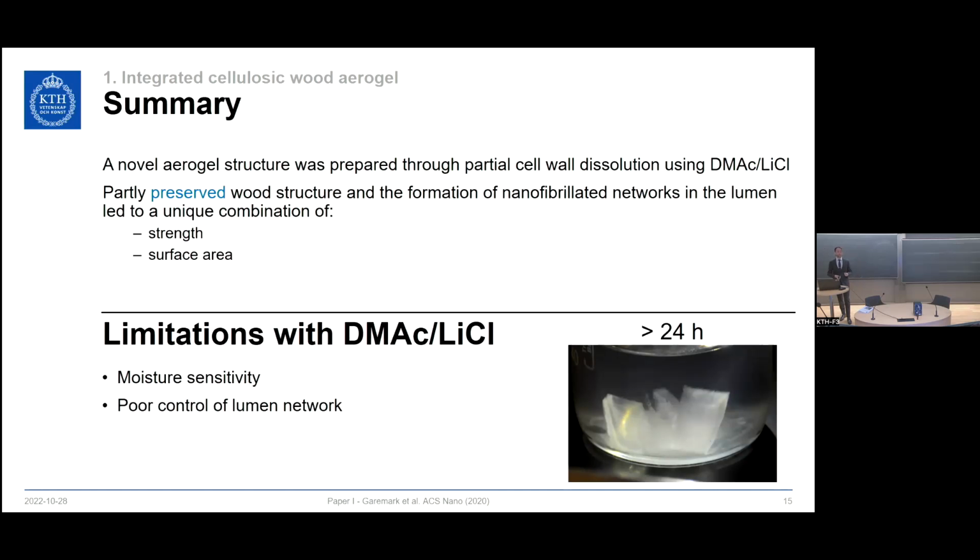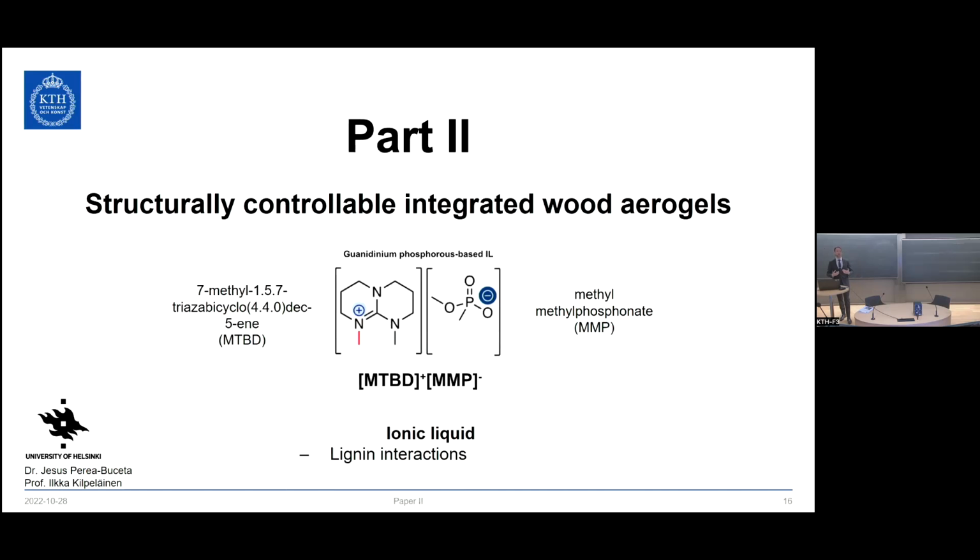One way to solve this is by keeping a little bit of lignin inside the cell wall. But in order to dissolve cellulose, we need to change to another solvent. So in part 2, we tried to obtain better structural control in formation of integrated wood aerogels, and we use this ionic liquid. It's a guanidinium phosphorus-based ionic liquid.